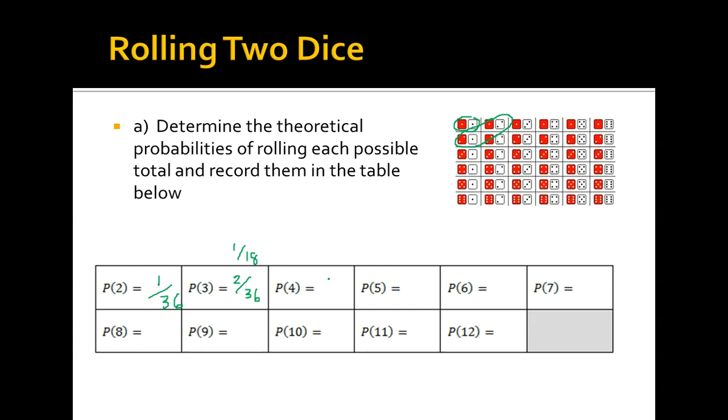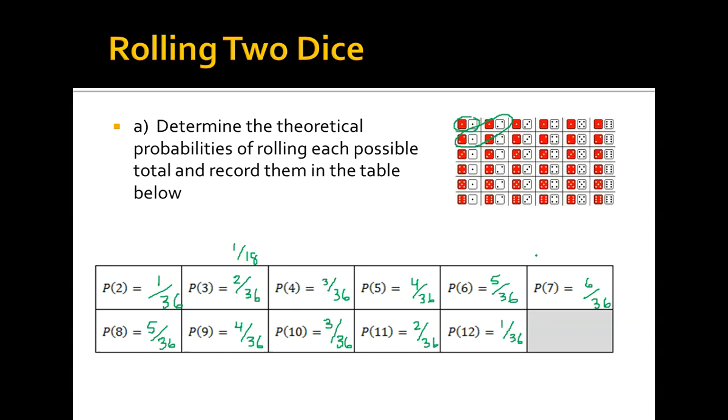All right, so I will complete the rest. If you look at 4, there are 3 options of the 36. 4 of those options give you a total of 5. 5 of them give you a total of 6. 6 give you a total of 7, and then it actually works its way back down again. 5 out of 36, 4 out of 36, 3 out of 36, 2 out of 36, and 1 out of 36. And there's some symmetry there.